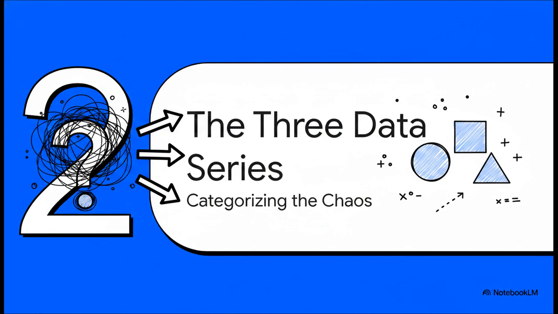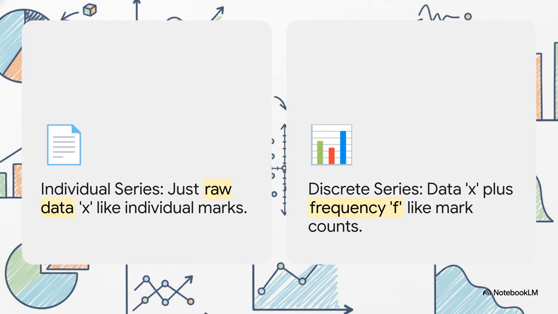Moving on to Section 2, the 3 data series, categorizing the chaos. So, whenever you're staring down a statistics problem, the very first thing you gotta do is identify the series. It's step 1. First up, we've got the individual series. This is literally just raw data, which we refer to as X. Picture a simple list of individual daily sales transactions, like $65, $70, $80. There are no repetitions listed, just the raw numbers themselves.